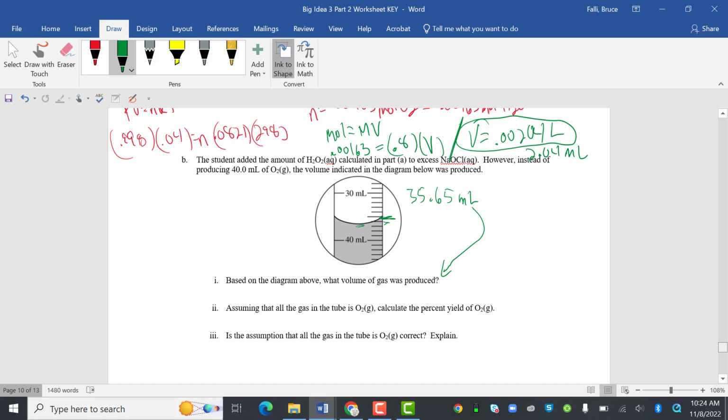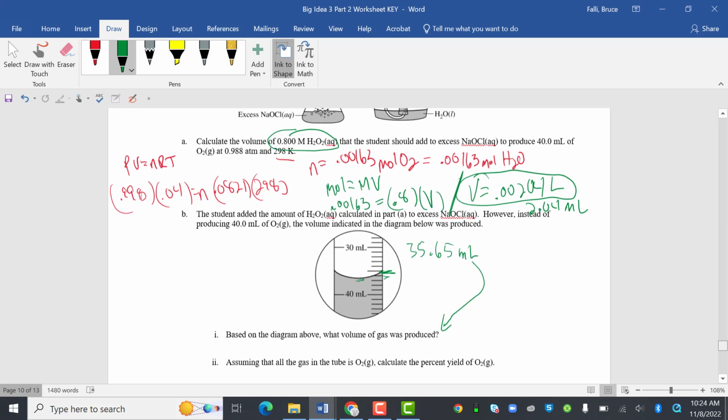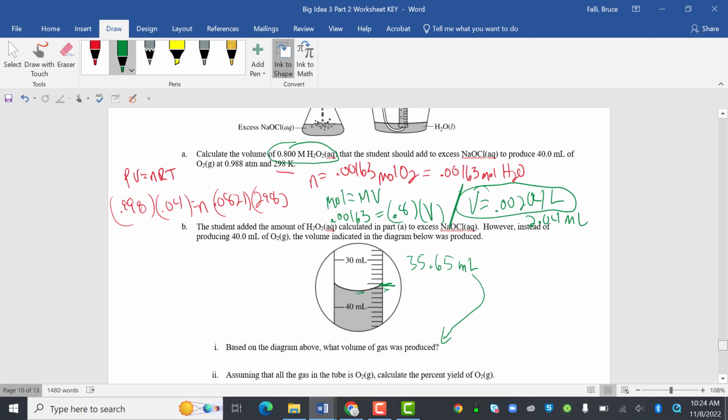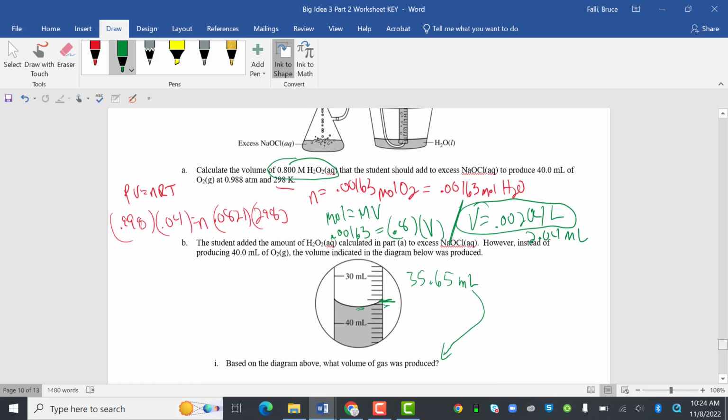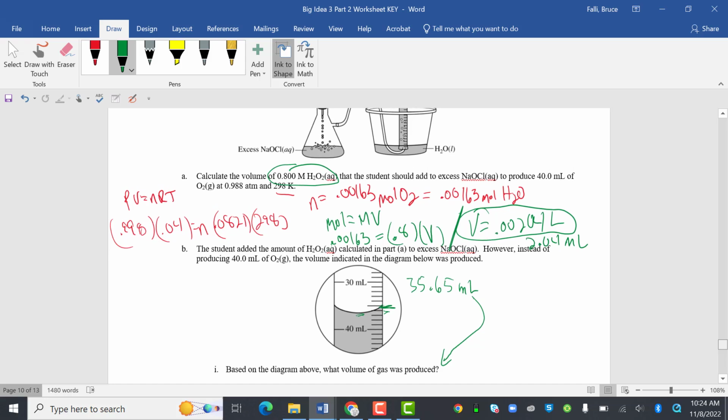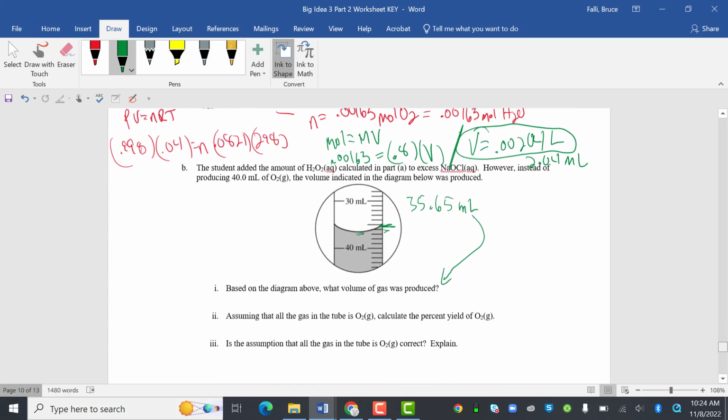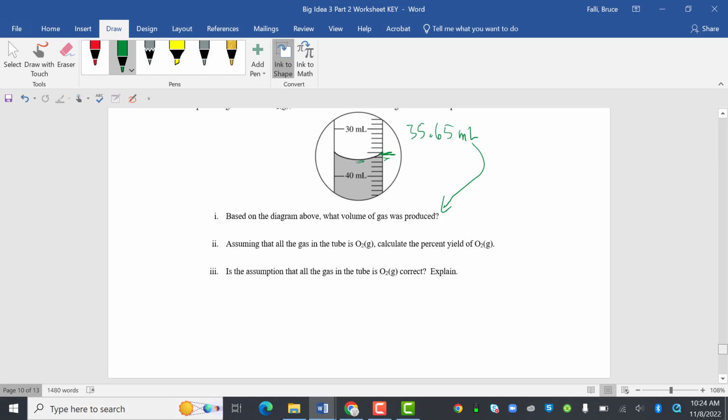So I needed to have another decimal place. Assuming that all the gas in the tube is O2, calculate the percent yield of O2. So they tried to make 40. So I'm going to check that number again. All the gas in the tube is O2. Oh, percent yield. Okay, so I was supposed to get 40, but I got 35.65. So percent is part over total. Let's just subtract the vapor pressure of water. So this one's making me sad.